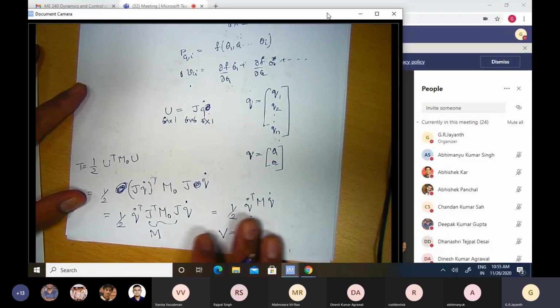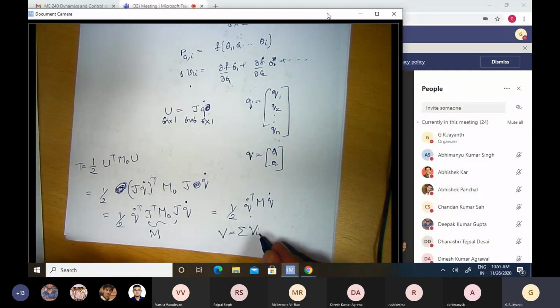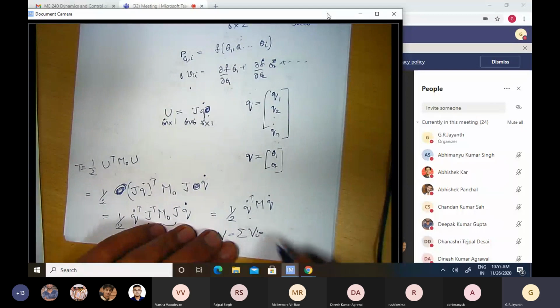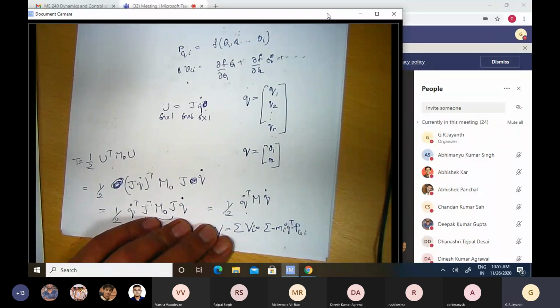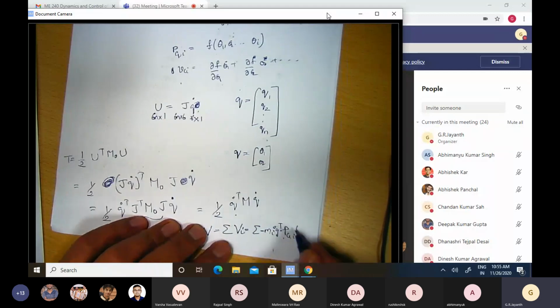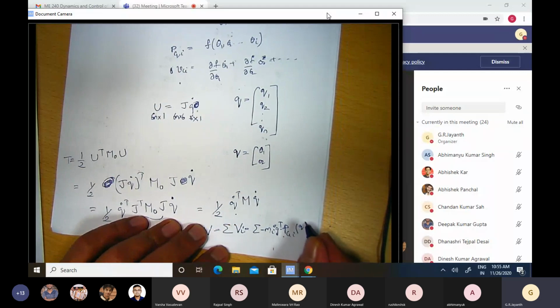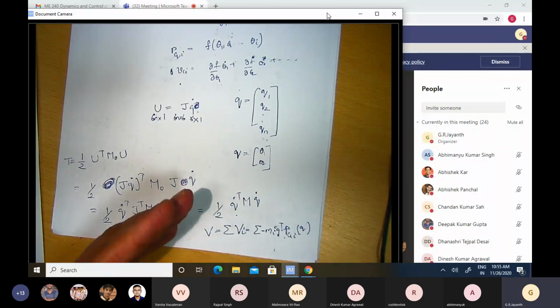Okay, we have come up with an expression for Vi, which is the sum over i of mi G0 transpose, with a minus sign, times PGi. So at PGi, the position of the center of mass of that ith rigid body will be a function again of the joint variables. So it will be a function of Q1, Q2, all the way to Qn. So that also is a function of some vector Q.